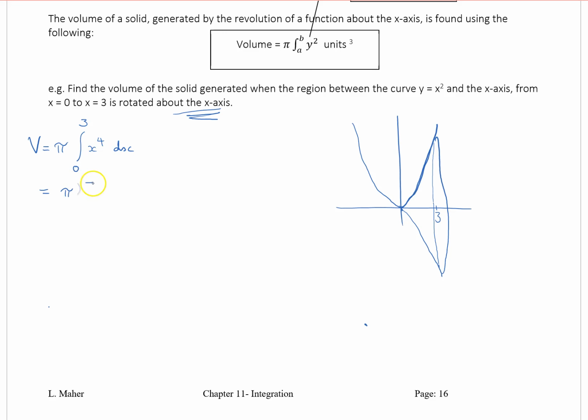That's a nice simple function to integrate. We keep our pi at the front, we add 1 to the index, divide by the new index, and we're going from 0 to 3. So we want pi times 3 to the power 5 on 5, minus pi times 0, which is 0. So we simply have 3 to the power 5 times pi on 5 units cubed.